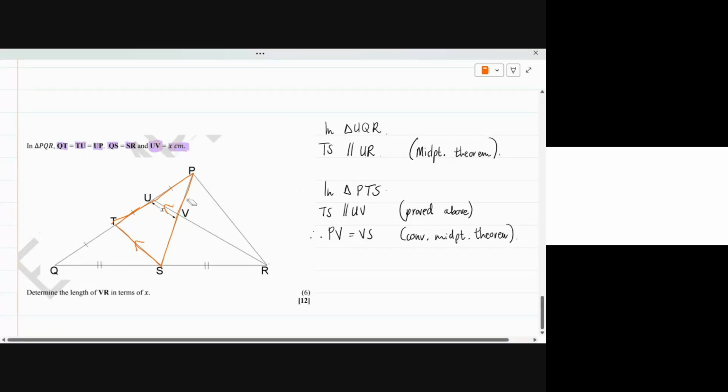If we reach the conclusion that PV is equal to VS, what that tells us is that UV is half the size of TS. So if UV is X, TS would need to equal how much? If this is X, that must equal 2X. Good. Therefore, TS is equal to 2X.